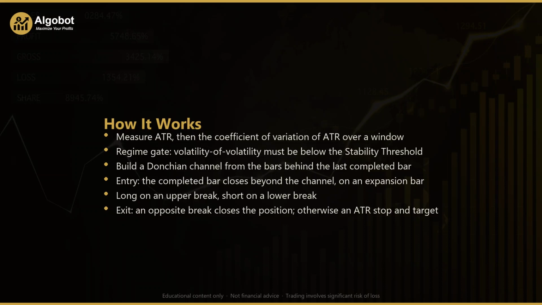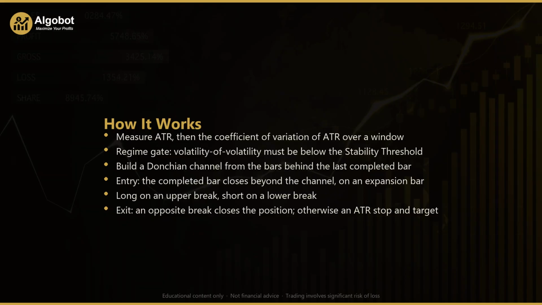Then it builds the Donchian channel. It looks at the bars immediately behind the just completed bar over the channel period length of 20 and records the highest high and the lowest low. If the completed bar closes above that highest high, that's an upside break. If it closes below the lowest low, that's a downside break.